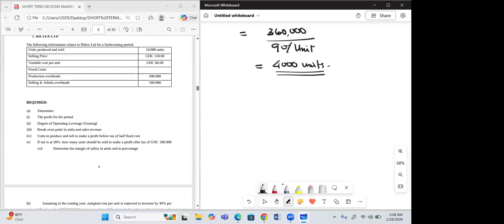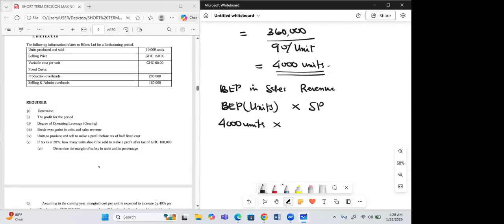So in sales revenue, if you want it in sales revenue, like I said, we can take the break-even point in units multiplied by the selling price. In that case, we'll have 4,000 units times the selling price of 150, which will be 600,000.